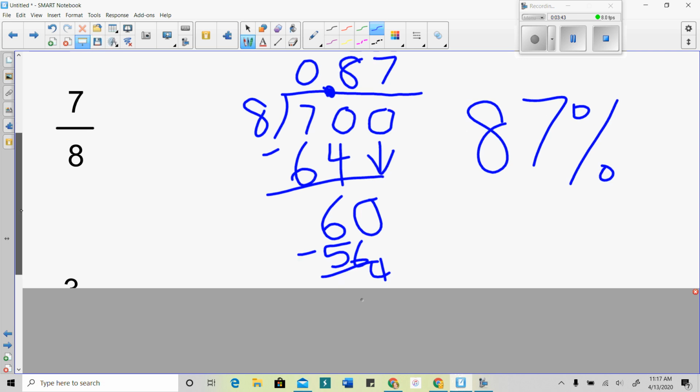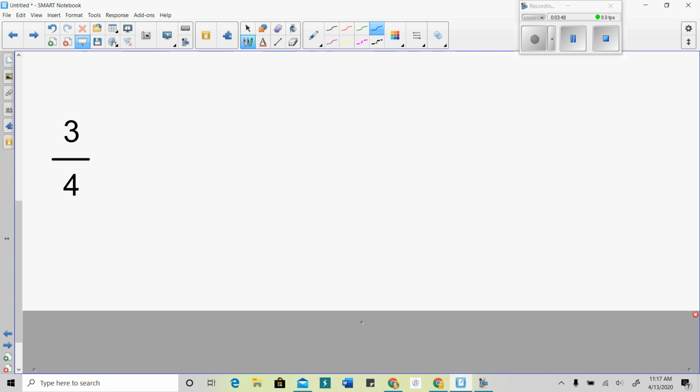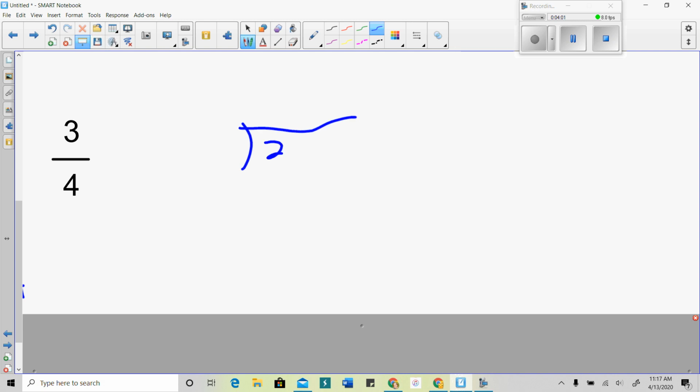Okay, going on to the next one. Now, if you want to, you might want to pause it, work it out on your own, and see if you do it. Now, even if you can do this one in your head, because this one can be converted to a denominator of 100, let's practice doing it with the long division. So this would be 3 divided by 4. So 4 will not go into 3. So we're going to put a decimal and a 0 to keep going. 4 will go into 30 7 times. 7 times 4 would be 28.